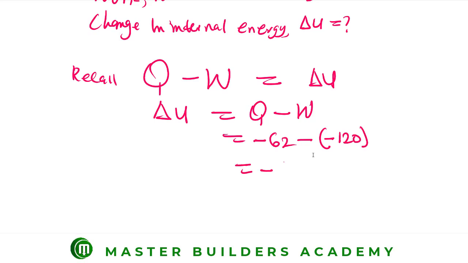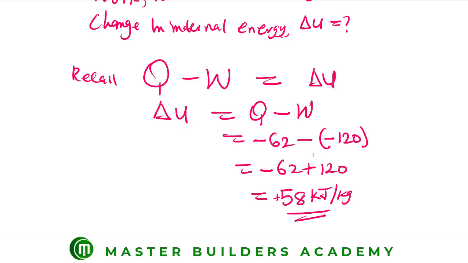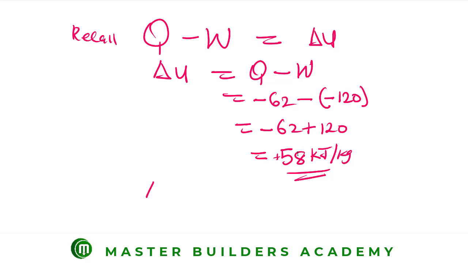And then when we simplify it, this is negative 62, minus multiplied by minus will give us plus 120. And then minus 62 plus 120 would have given us positive 58. Okay, we have this as positive 58 kilojoule per kilogram. This is the change in internal energy, which is U2 minus U1, equal to plus 58 kilojoule per kilogram.